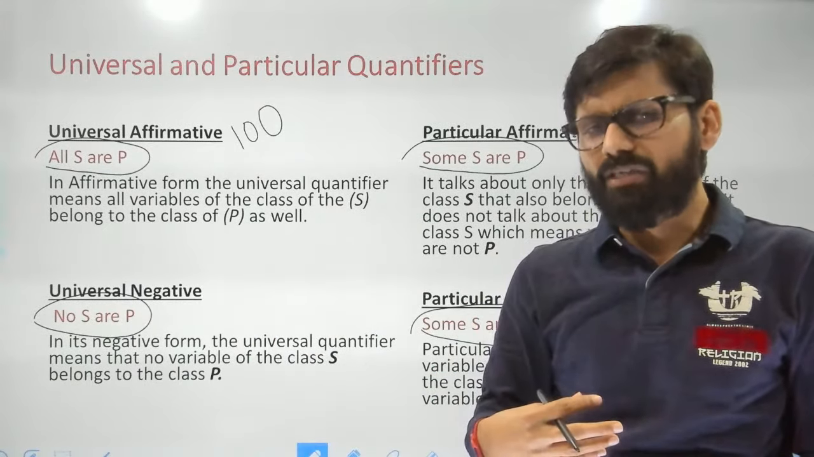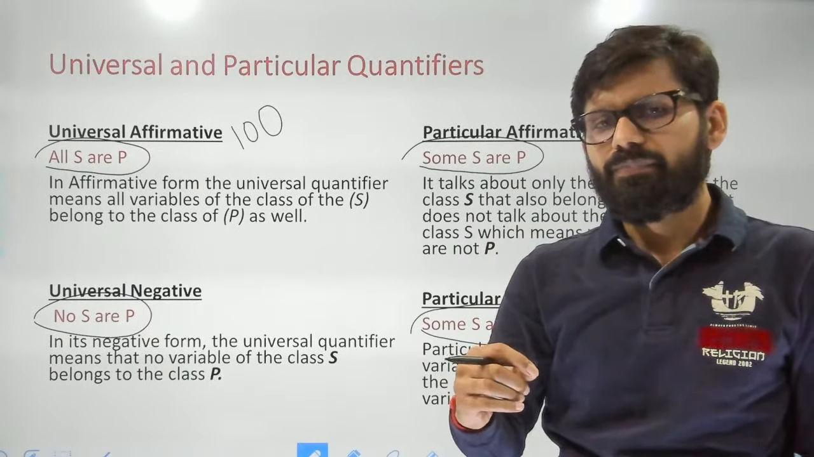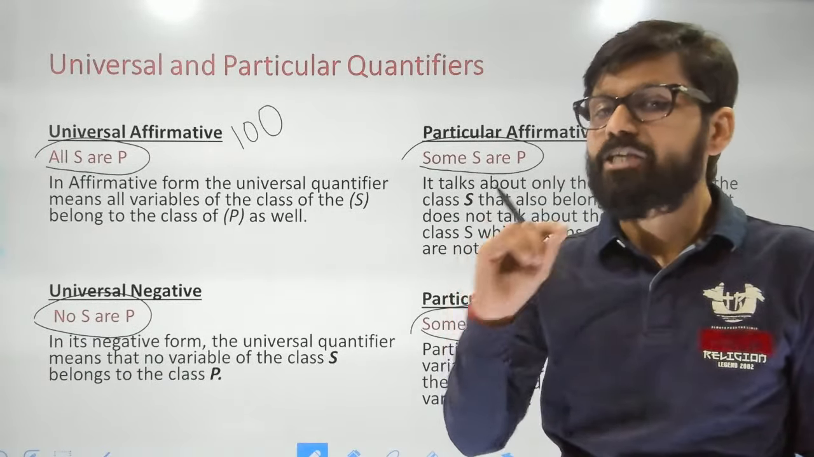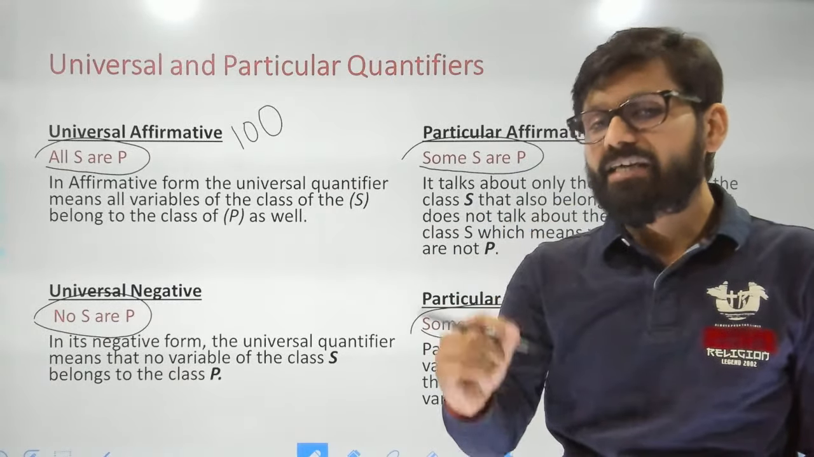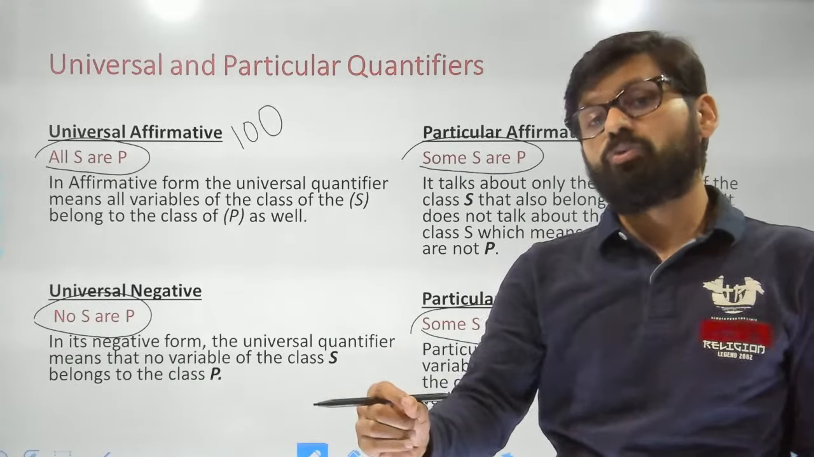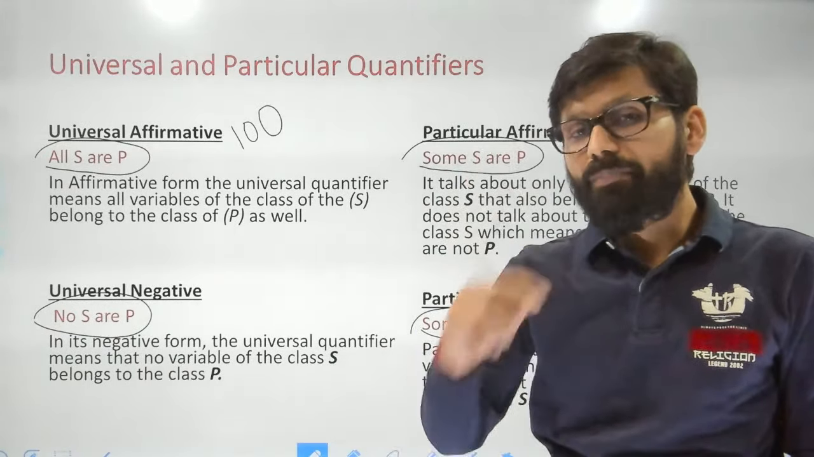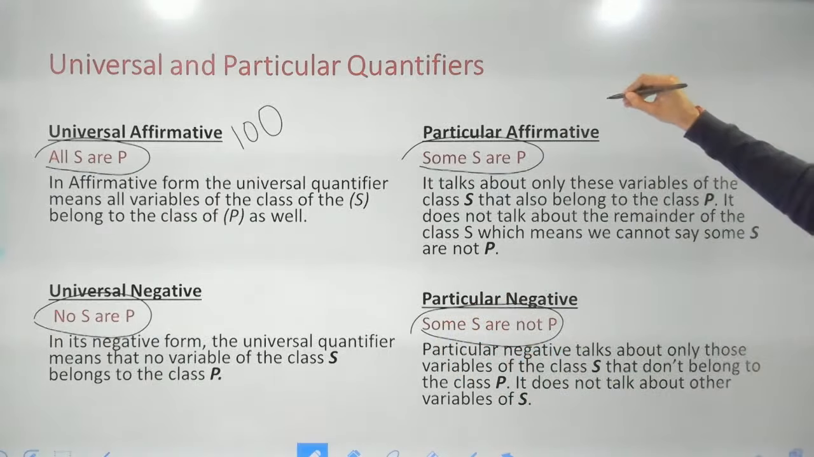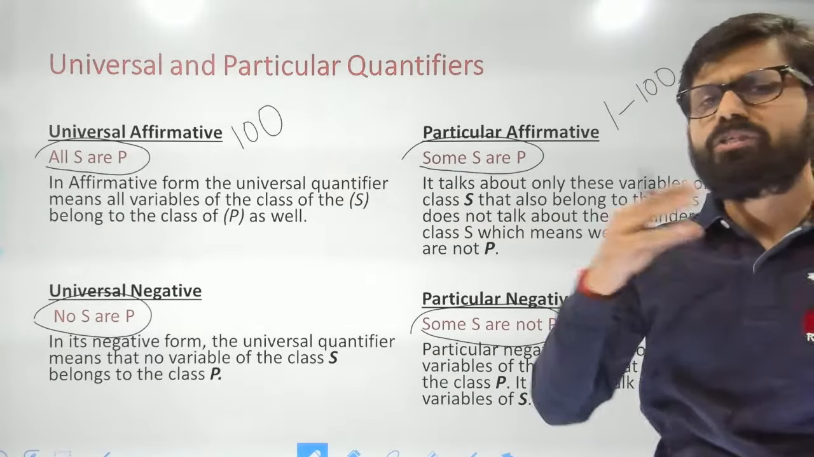Now in the deductive world, "some" means at least one, including one. And "some" could also mean all in the deductive world. So minimum one, at least one, maximum all. And again, don't confuse it.